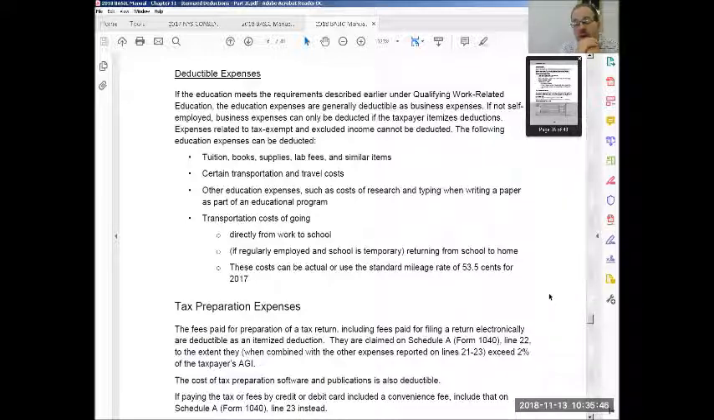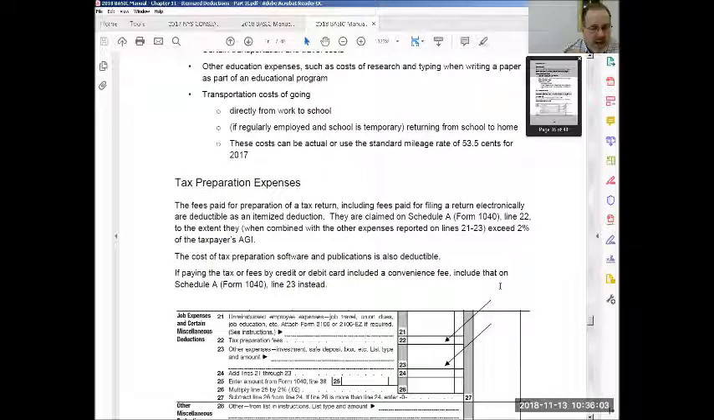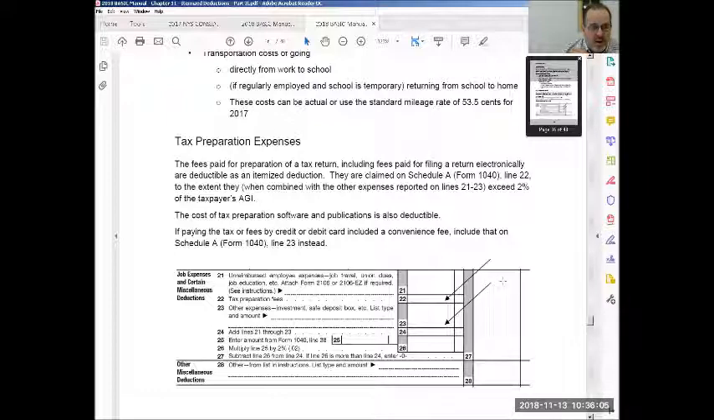That's what it boils down to, making sure that it's a requirement. If you're just taking it to get better and try to get a promotion, that's a little bit different. You're bettering yourself. Tax prep fees are deductible in 17, but they're not in 18.